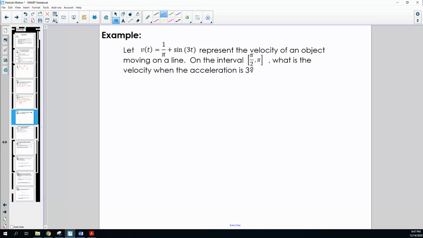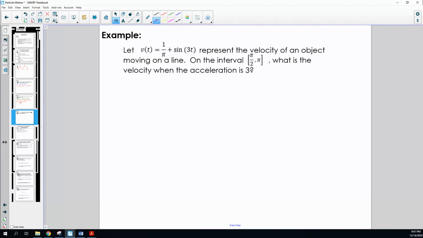All right, so let's look at one more that's a little bit different. Let v of t equal 1 over pi plus sine of 3t, and represents the velocity of an object moving on a line. So here, instead of being given the position function, we're given the velocity function. On the interval from pi over 2 to pi, what is the velocity when the acceleration is 3?